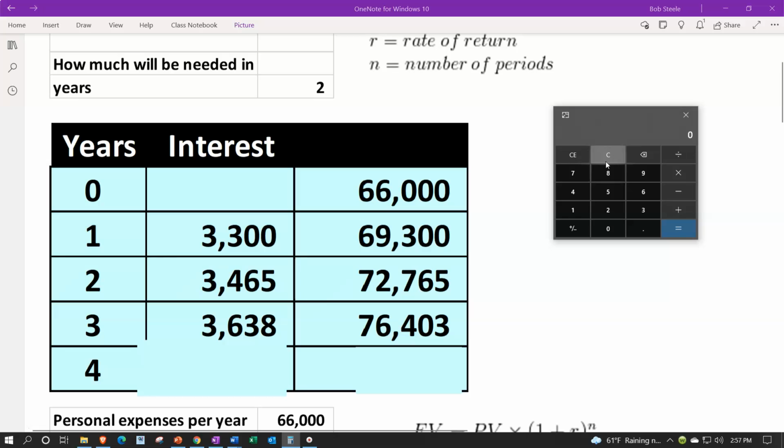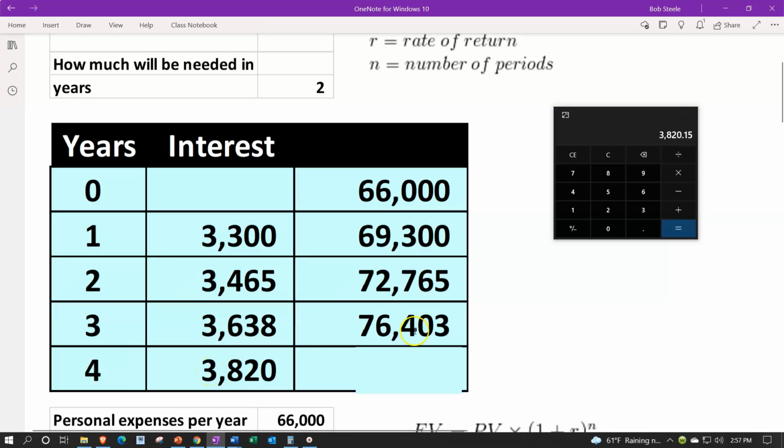And then if we take the 76,403 times the 0.05, we have 3,820 plus 76,403. That means we're going to need another 80,223 to purchase the same stuff.